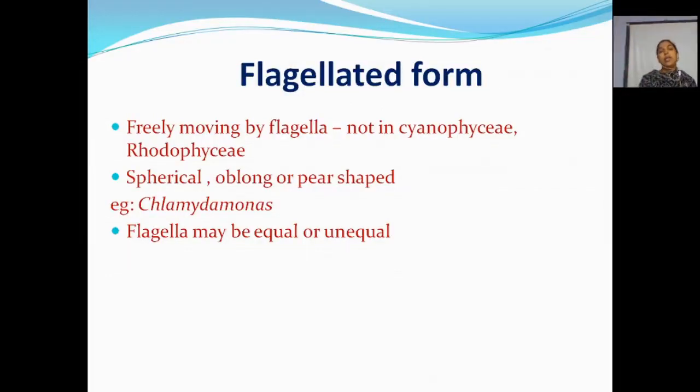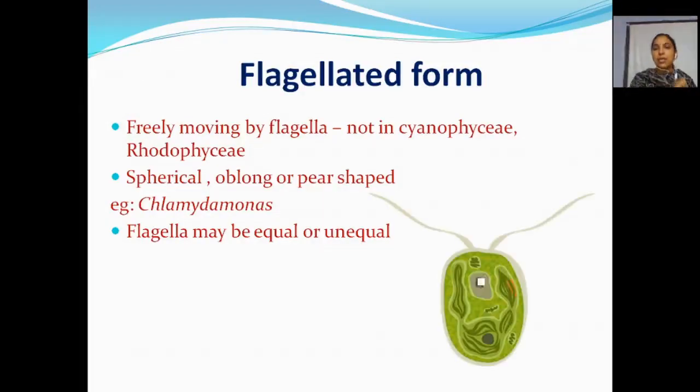Clear? Then they may be spherical, oblong or pear-shaped, any shape you can see. Then the flagella may be equal or unequal. You can see the picture. See, this is a motile algae, that is a pear-shaped motile form. This is the flagella, two flagella. This algae is known as Chlamydomonas, single cell, unicellular motile algae.